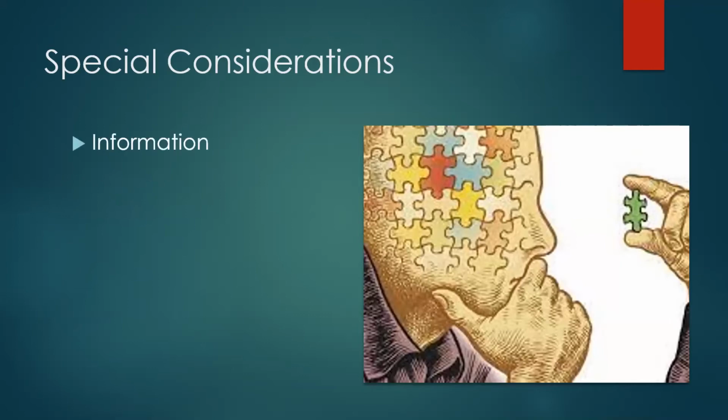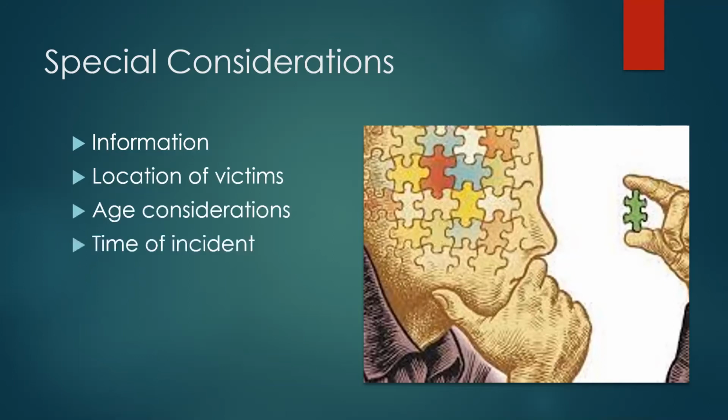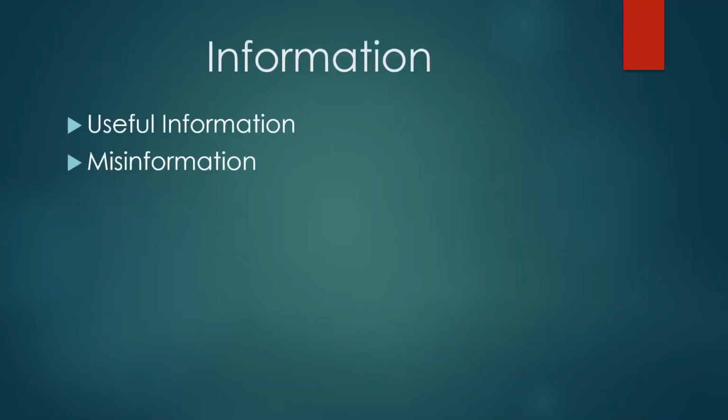Now our special considerations. We have information that's going to be super helpful whenever we're deciding how or where we're going to search: the location of the victims, age considerations, and the time of the incident. Regarding the information, I want to open this up for discussion. Do you guys know of any examples of what would be useful information on scene?